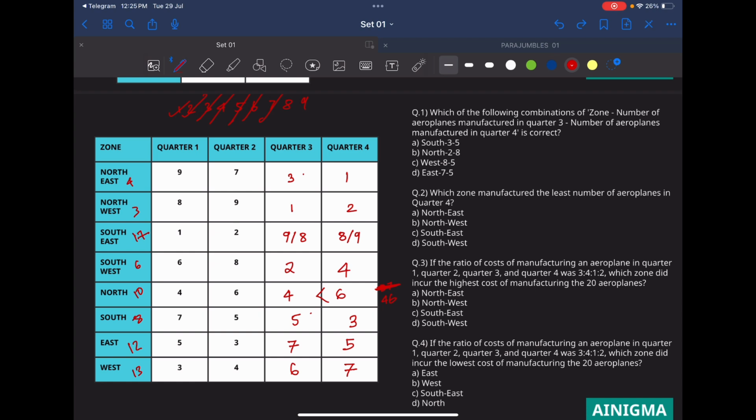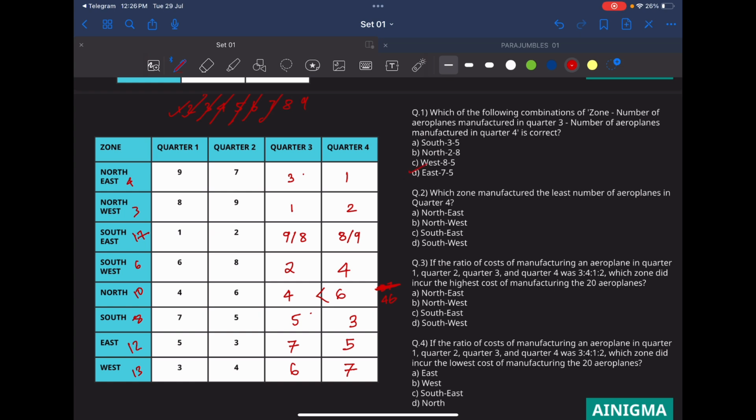Which of the following combinations of zone, number of aeroplanes manufactured in quarter 3, dash, number of aeroplanes manufactured in quarter 4 are correct? Okay, we have South 3 and 5. South 3 and 5 is incorrect, so this is wrong. North 2 and 8, so this is also wrong. West 8 and 5, this is also wrong. So East 7 5 has to be the correct answer. East 7 5, yes, this is the correct answer.